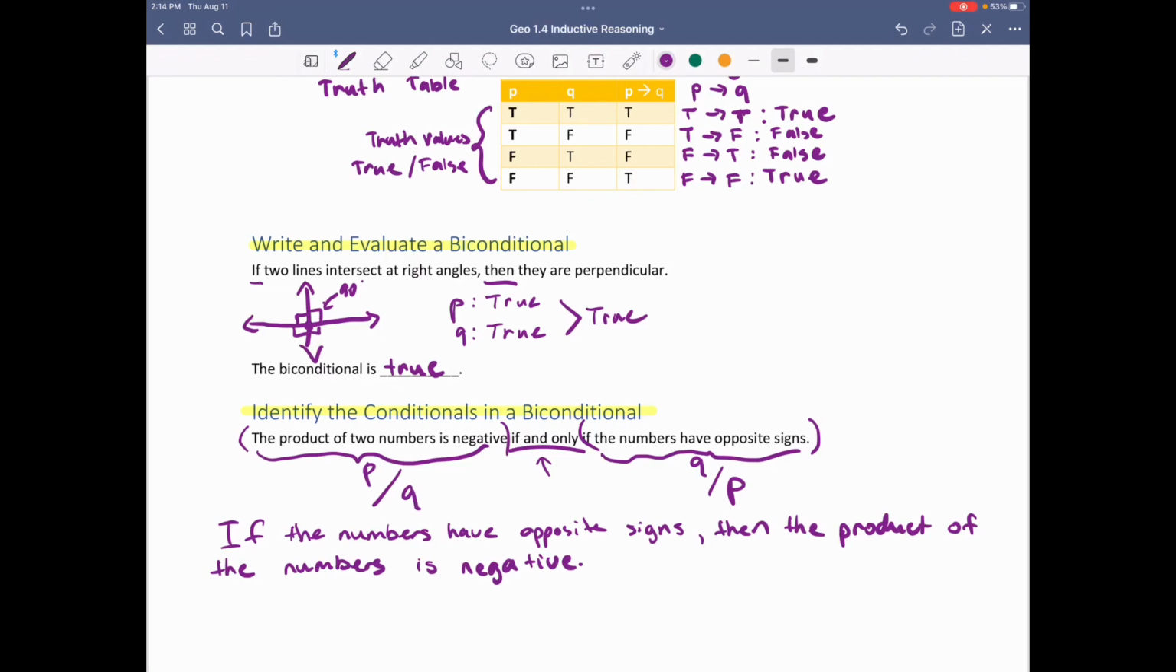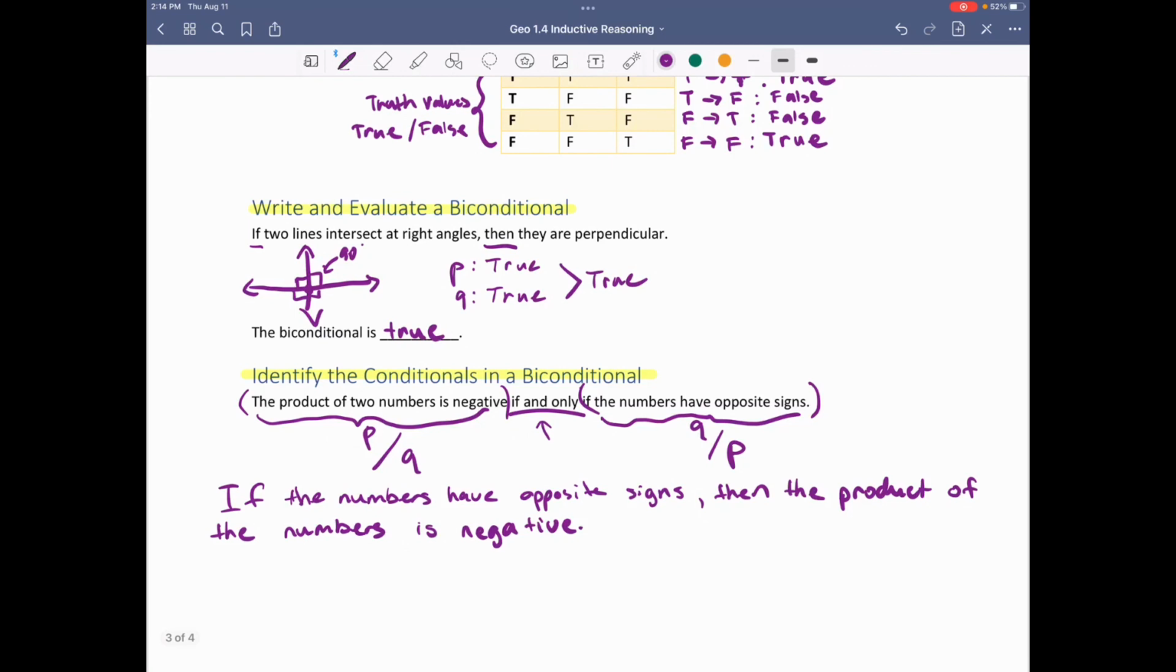Now, the other way of writing the statement is also with our original P and Q, which is, if the product of two numbers is negative, then the numbers have opposite signs. And so that leaves us with the conclusion of our lesson on conditional statements.